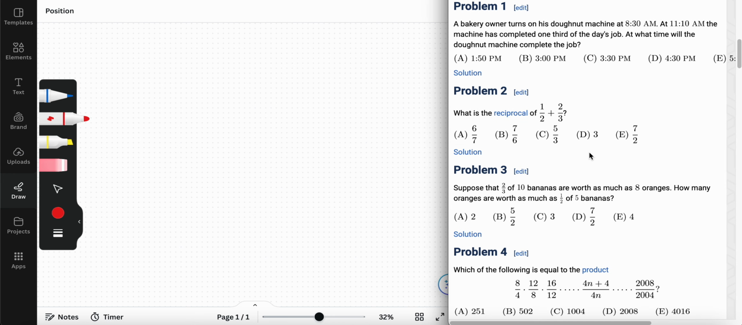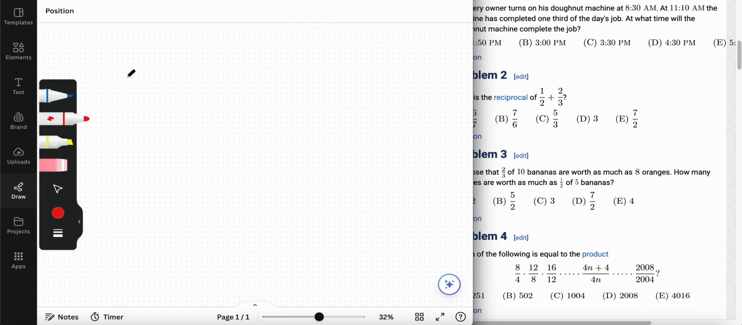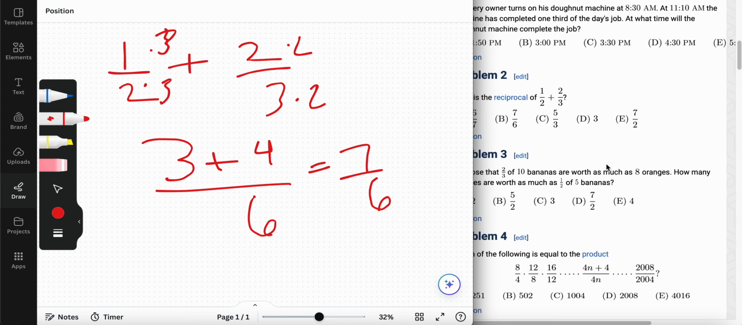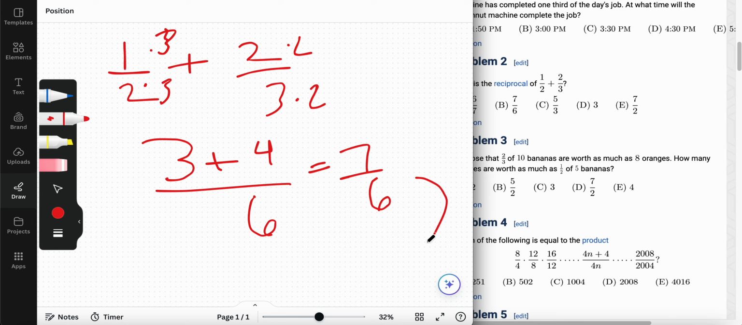Okay, problem 2. What is the reciprocal of 1/2 plus 2/3? Multiply both sides by 2 over here, multiply both sides by 3 over here, and I get that 3 plus 4 over 6 is equal to 7 over 6. Okay, so that's what 1/2 plus 2/3 is, but I'm trying to find the reciprocal, which is 6 over 7. So it would be A.